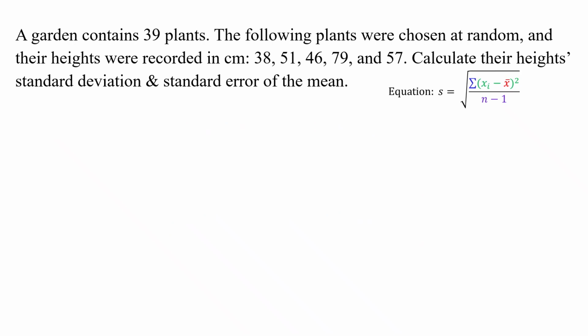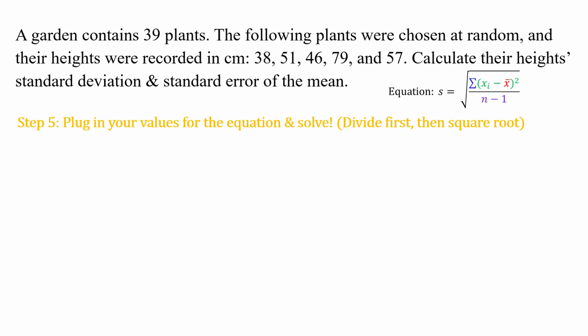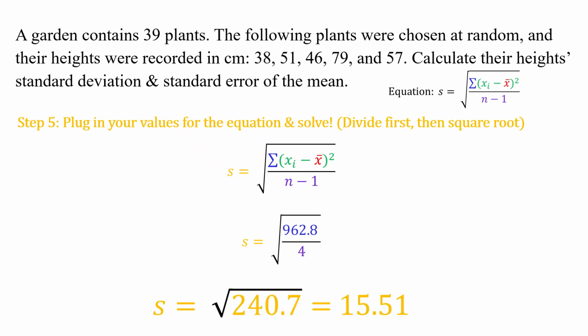Okay, step 5 is to plug in values for the equation and solve. So this means to divide first and then take the square root. So this is our standard deviation. We solve for the top portion with the blue being the total and then the bottom with the degrees of freedom. Now we have 962.8 for the total and our degrees of freedom is 4. We first divide that and then take the square root to get a standard deviation of 15.51. Always round to the hundredths place.